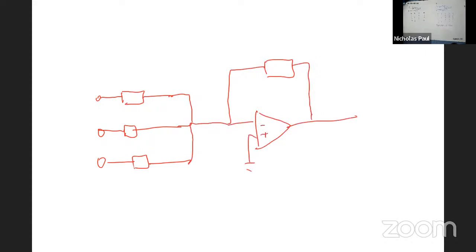Last thing, right? Let's say you have three inputs. You have an input voltage 1 here. You have an input voltage 2, 3. Resistor 1, resistor 2, resistor 3, and your feedback resistor, right? What this circuit allows you to do is take three inputs and give you one output, right?